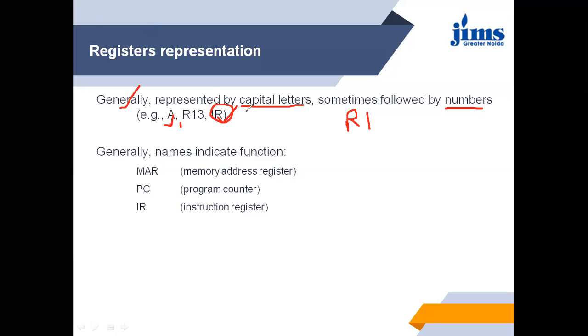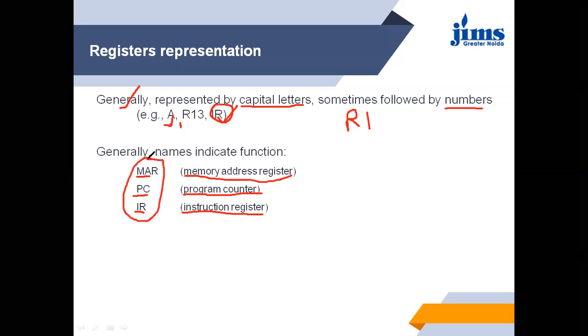Generally, whenever we give a name to a register, the name represents the function of that register. As over here, IR means instruction register, meaning this register is going to store instructions. PC means program counter, meaning it stores a counter that is used in a program. And MAR, memory address register, means a register that contains the address of a memory location.